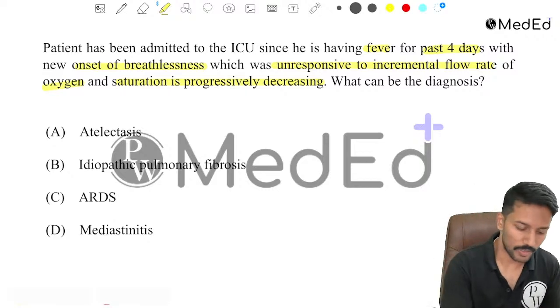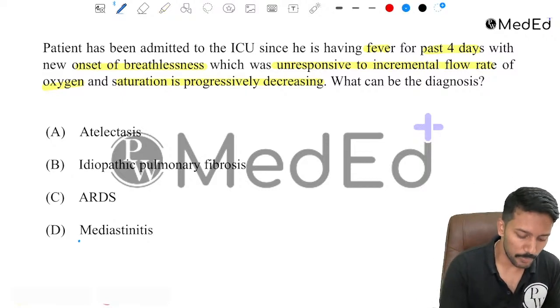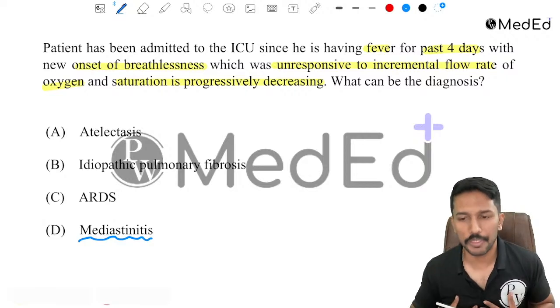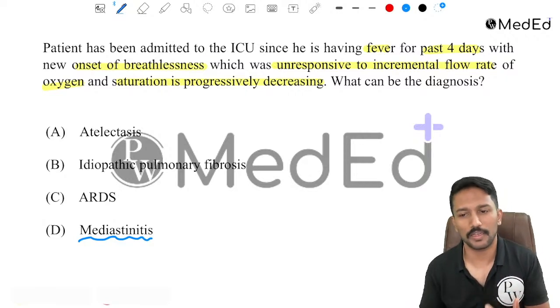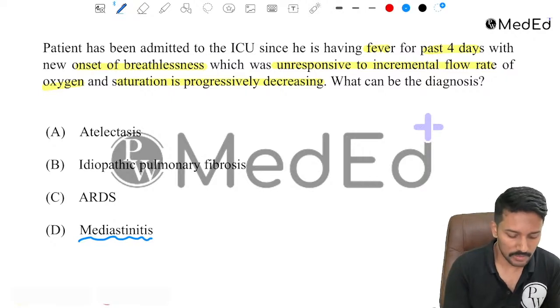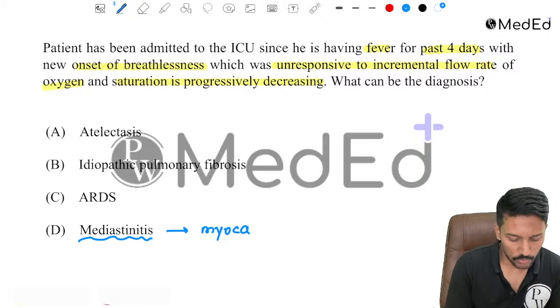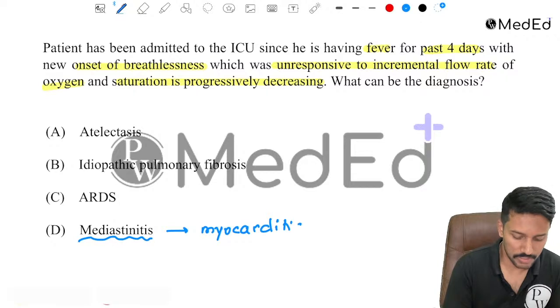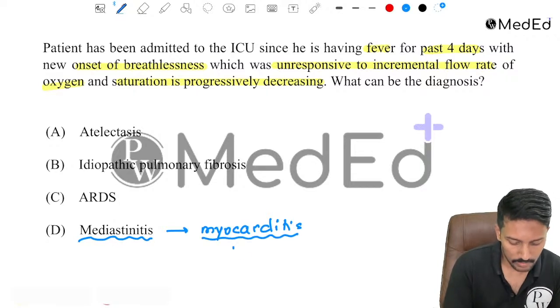Right. So let us look at individual options. Can it be mediastinitis? What is mediastinitis? Inflammation of the structures in the mediastinum. That includes the heart and other structures, right? So mediastinitis usually presents with myocarditis, because the heart is in the mediastinum, and myocarditis would have characteristic ECG changes. It might present with acute heart failure.